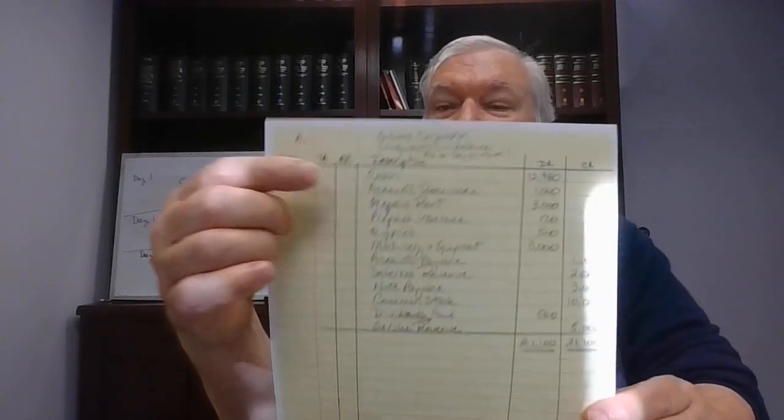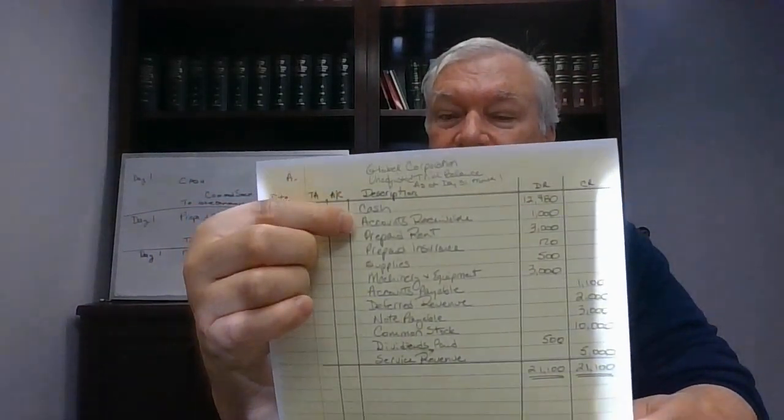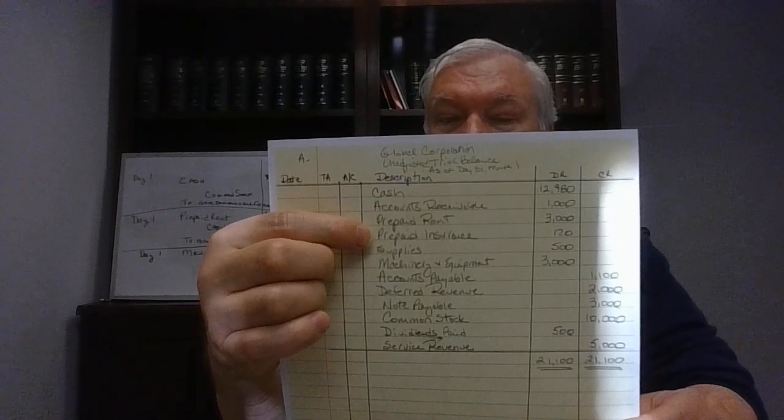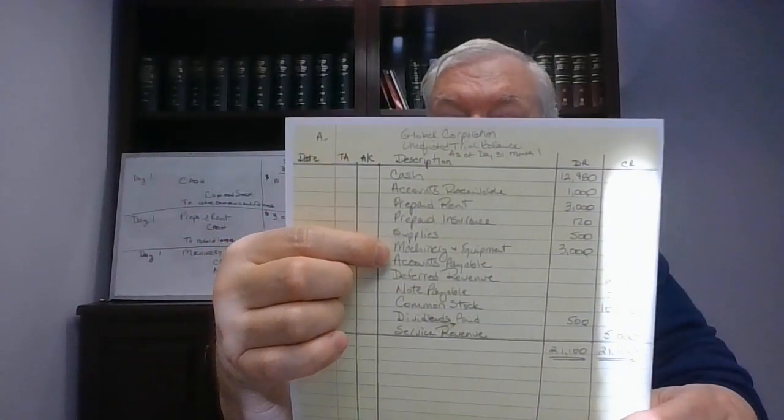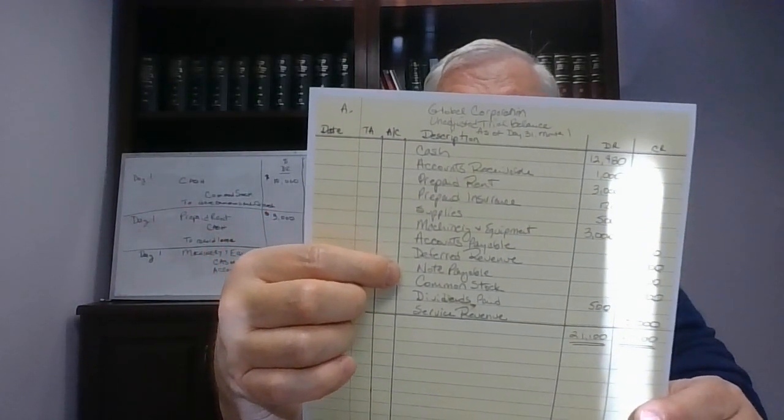So all the asset accounts go first. As you look at the trial balance, we've got them all in order. Assets, then liabilities, then equity, and then revenues and expenses. Since we don't have any expenses, the last entry is for service revenue, and that's our unadjusted trial balance. And look, it balances, which is really great when it balances.